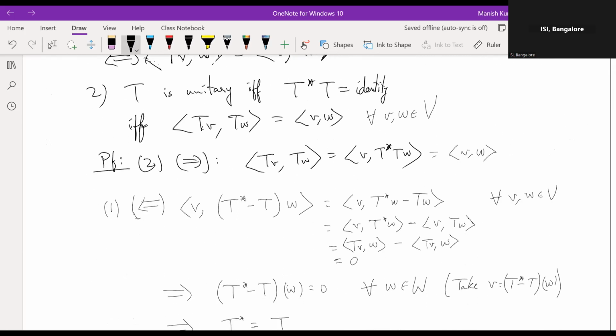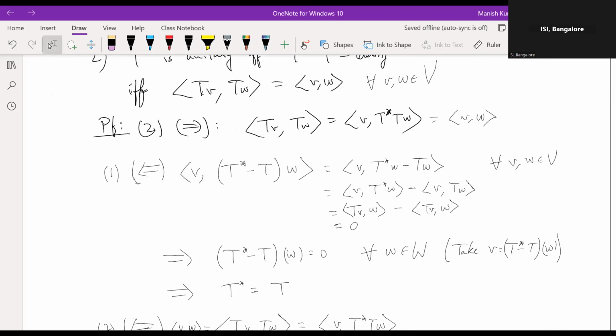So what we get is that this is 0, and this is true for all V and W. Every V and W in the vector space V, this identity holds, that this difference is 0. So that tells you that T star must be equal to T.